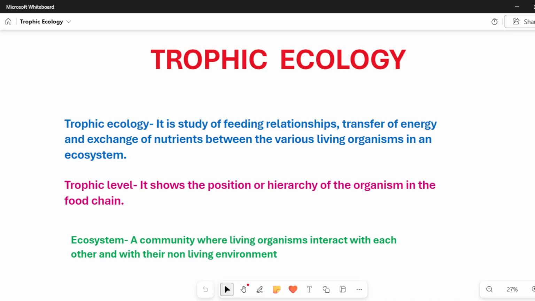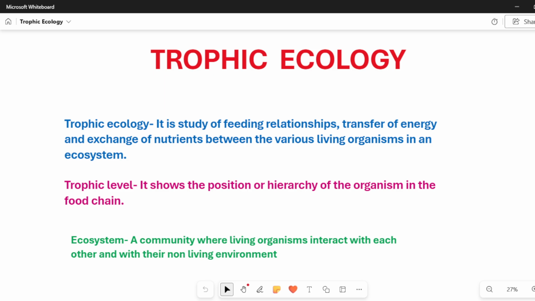And you should know one more thing called trophic level. Trophic level shows the position or the hierarchy of the organism in the food chain. A food chain shows the flow of energy from one organism to another. So, trophic level shows the position of each organism in that particular food chain. You'll know more about this trophic level as we move further and discuss the food chain.